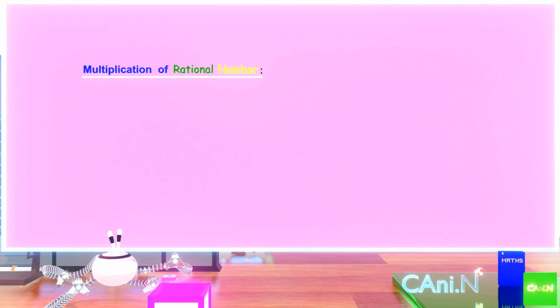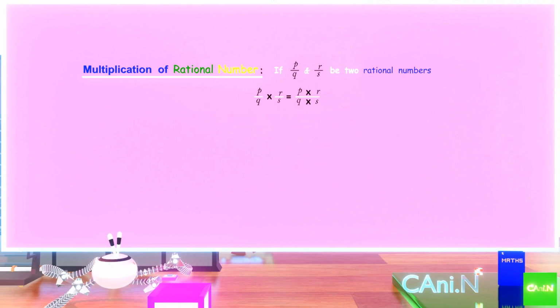Multiplication of rational number. If p by q and r by s be two rational numbers, p by q into r by s equals p into r by q into s equals product of numerators by product of denominators. Here, since we are looking into multiplication of rational number, so we execute multiplication operation between the two rational numbers.